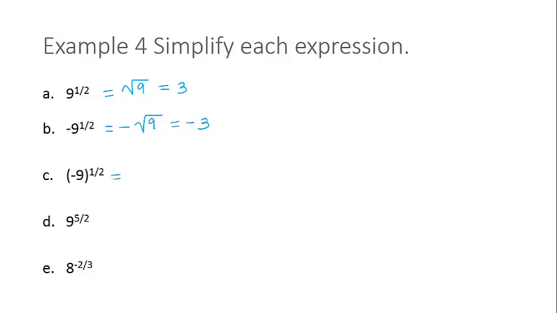Negative 9 in parentheses to the 1/2. Now the base is negative 9, so this is equivalent to the square root of negative 9, which is not a real number, but the square root of negative 9 is an imaginary number. We can write that as 3i.